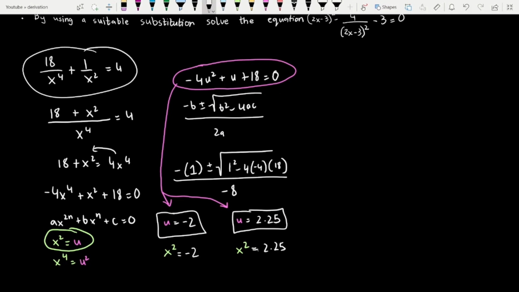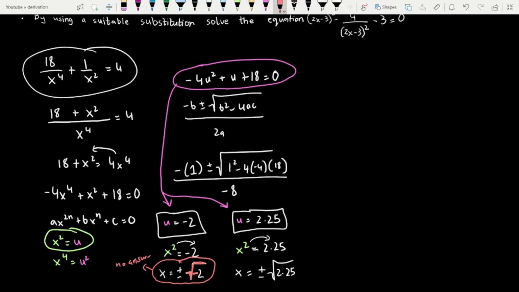Now, what happens when you send the square to the other side? Well, it just becomes plus minus square root. So this is going to be equal to plus minus the square root of minus 2. And over here, this is going to become plus minus the square root of 2.25. Now, this thing right over here is actually going to give you no answers. Why? Because you can clearly see you have a square root, and inside the square root, you have a negative number. Okay, so this basically means no answers.